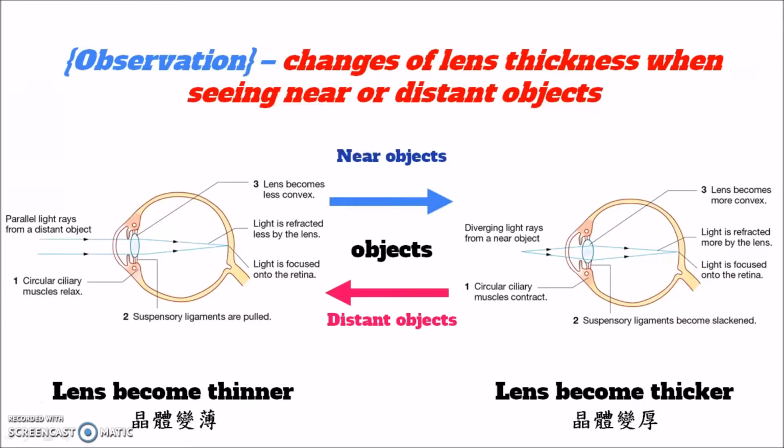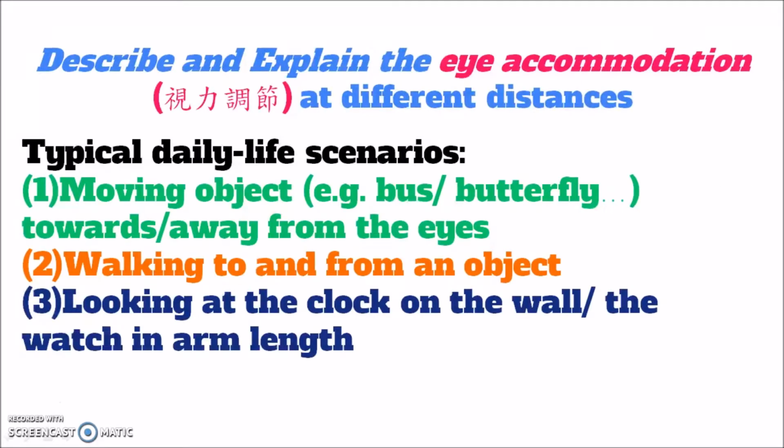On the other hand, the ciliary body will relax. Then the lens will become thinner when seeing a distant object. As mentioned above, the thinner the lens, the lower the converging power is. After talking about the terminologies and observation, I would like to talk about the common questions asked. The typical scenario may talk about moving objects, or you are the one to move. Therefore, you will see objects at different distances.